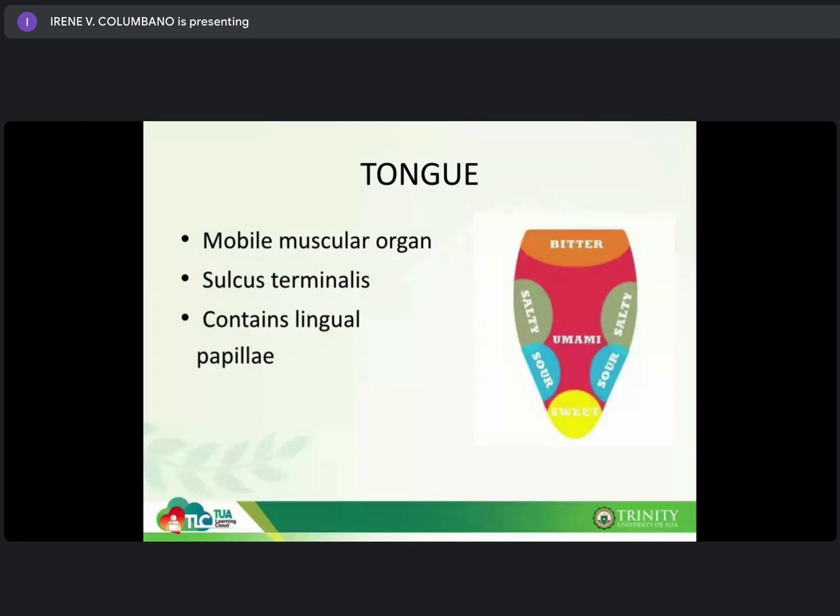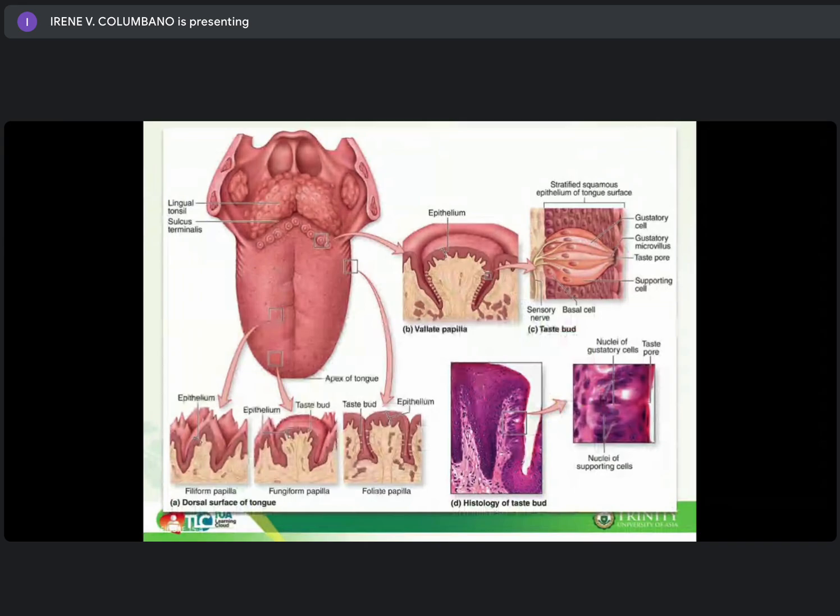Okay? So, tongue is a mobile muscular organ. So, meron siyang sulcus terminalis and it contains many lingual papillae. So, the upper surface is rough sa tongue natin. The dorsum is divided by a V-shaped groove known as the sulcus terminalis. Anterior two-third, meron siyang palatine portion, and posterior one-third pharyngeal portion. Ano ba yung itsura ng tongue na yan? So, ito na yung tongue natin with lingual papillae and taste buds.